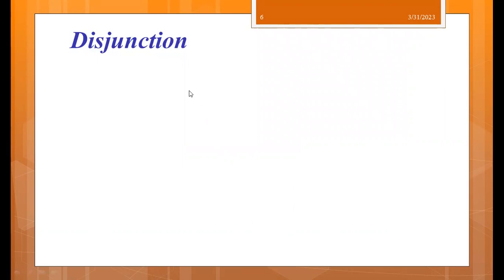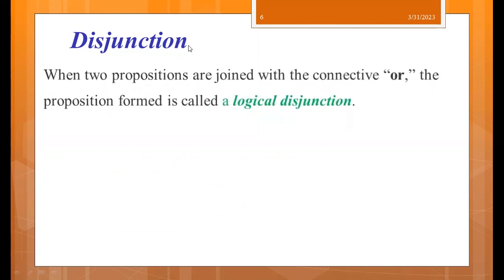The second logical connective is said to be disjunction, or, and the corresponding word for this one will be "or". The definition for this one: when two propositions are joined with the connective, this word "or", then the proposition formed is called a logical disjunction. That means a logical disjunction is simply a proposition which is obtained by connecting any two propositions by using disjunction, that is, "or".